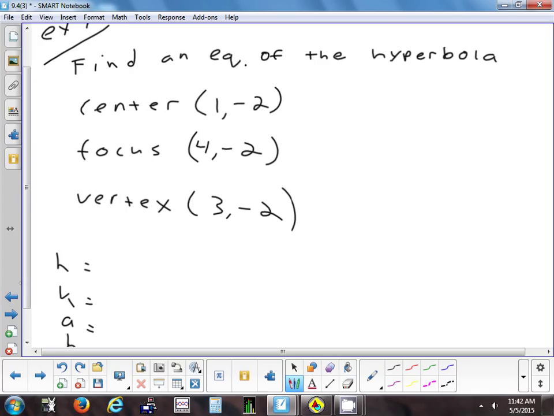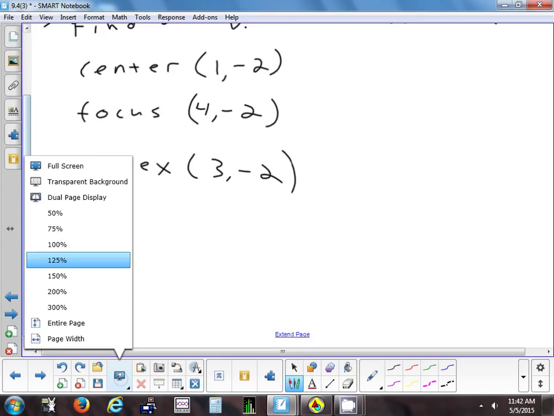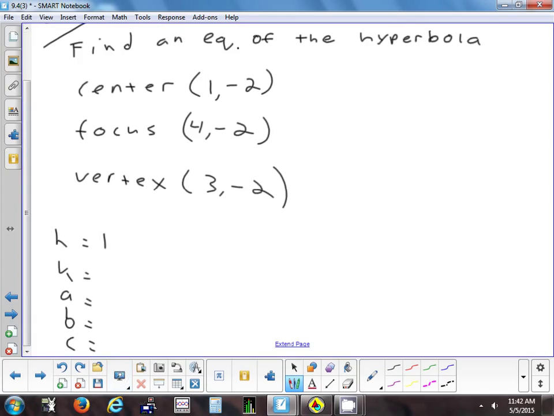Okay, so now we're going to find all 5 letters. H, k, and then A, B, C. Colby, are there any letters I can find here without really doing any calculations at all? They're just given to me? Yeah, what's H? 1. Yep. H is 1. How about K? -2. Now we can also find A and C. We might have to do a little arithmetic in our head, but still it's not that bad.